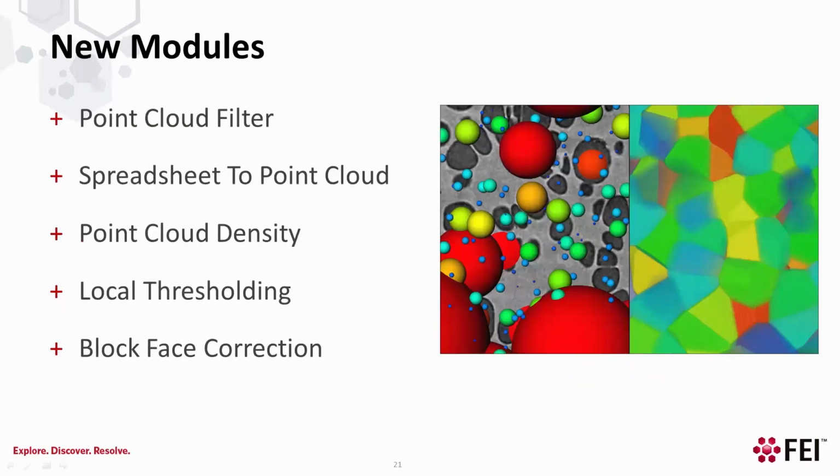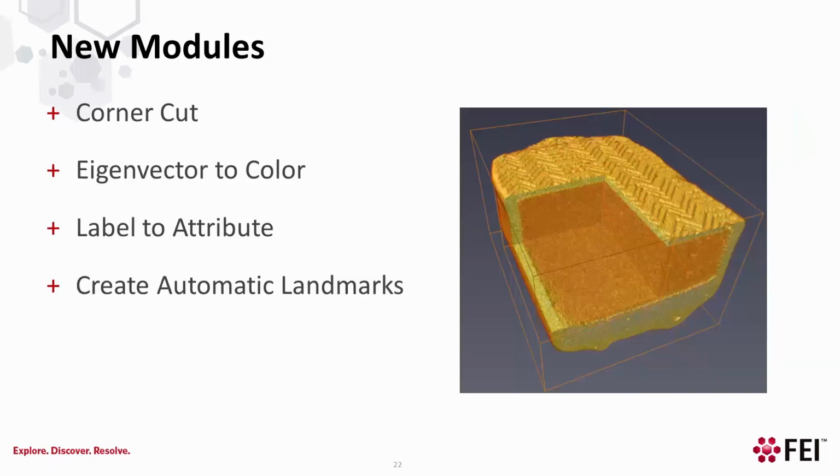We are also adding new modules to this Avizo 9 release. So this is a list of some of the main modules that we are adding to this version. The point cloud filter, for instance, allows you to filter a cloud of points depending on coordinates and data information. The spreadsheet point cloud module allows you to convert a spreadsheet that has XYZ coordinate information into a point cloud. The point cloud density module allows you to compute the local density of your cloud of points. A local thresholding module allows for binary segmentation of an image stack into foreground and background.